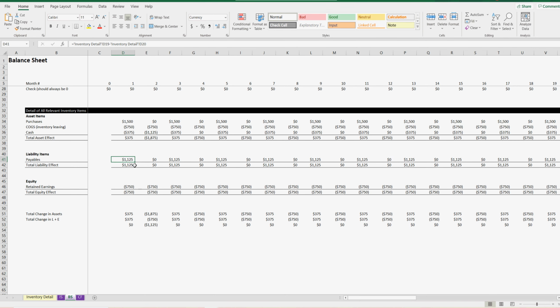The reason why it's still balanced is because the effect is a net zero. This 1125 is cash dropping. So if cash goes down, that's asset dropping. Liabilities goes down, that's dropping, so it zeroes out. Now hold on a second. What are we doing here? Total change in assets, 18. Total change in liabilities.